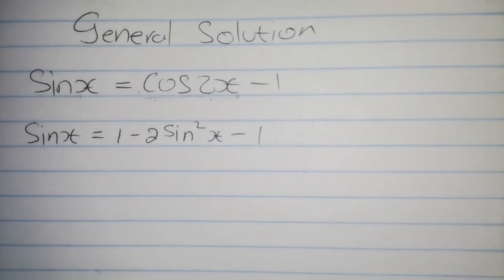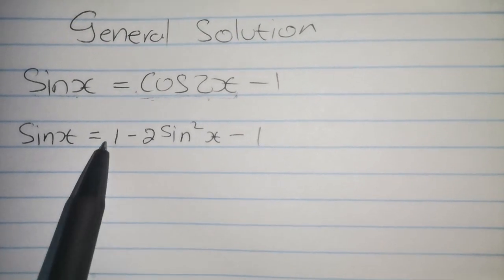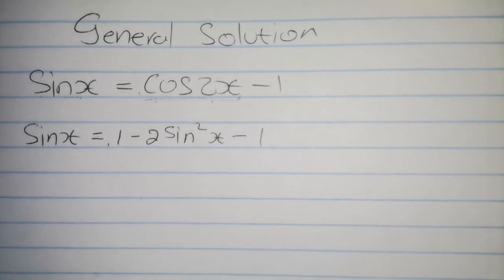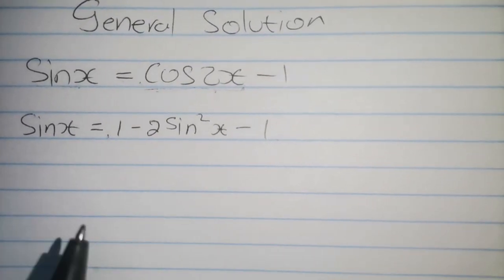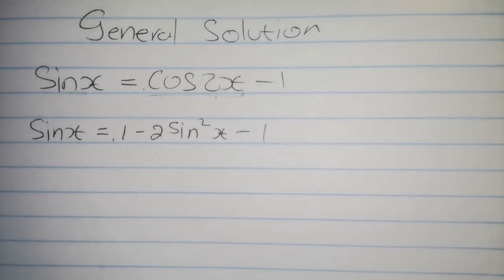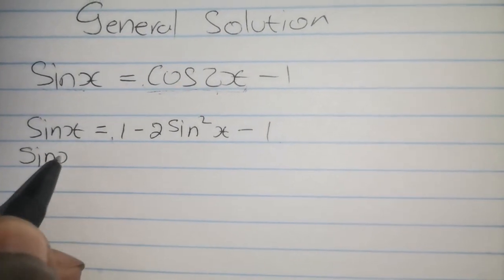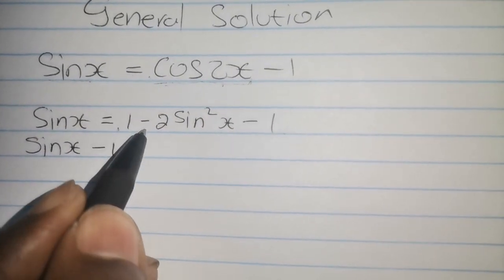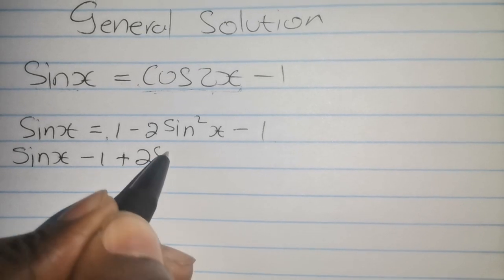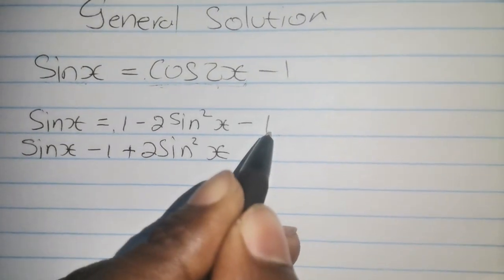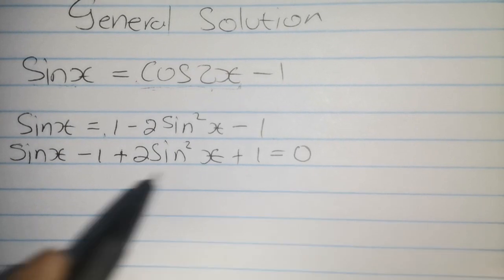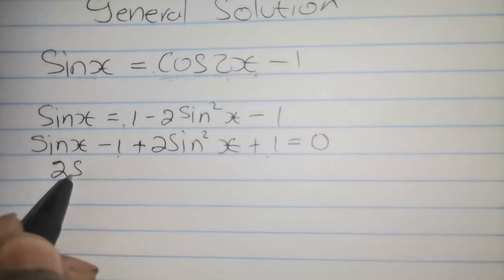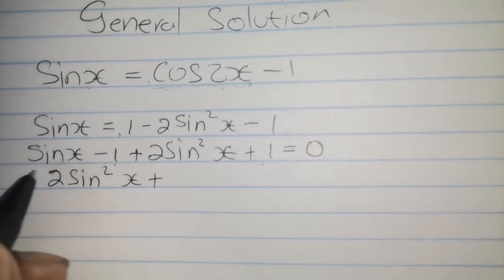Now, about the solution. Whatever we have, we take it to the other side so that we are left with 0 on one side. With this kind of equation, we need to be left with 0 on one side. So we have sine x and minus 1; the 1 on the left becomes minus 1. Then the whole thing becomes plus 2 sine squared x. Then this negative 1 on the left becomes plus 1, equal to 0. Negative 1 plus 1 is 0. Therefore, if you arrange it properly, it is 2 sine squared x plus sine x.